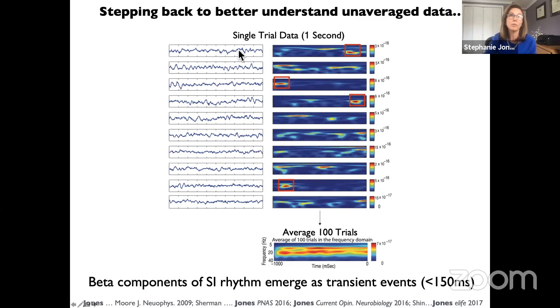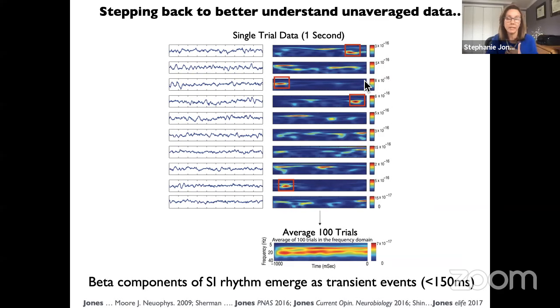Here I'm showing you 10 examples of unaveraged data. This is the raw waveform, and here's the corresponding frequency spectrum. These beta oscillations emerge as these transient events. Because in the spectral space the signal is always positive, when you average this signal, these events accumulate without cancellation. And you get this representation that there's a continuous oscillation in the brain, when in fact, it's a very transient signature of activity.